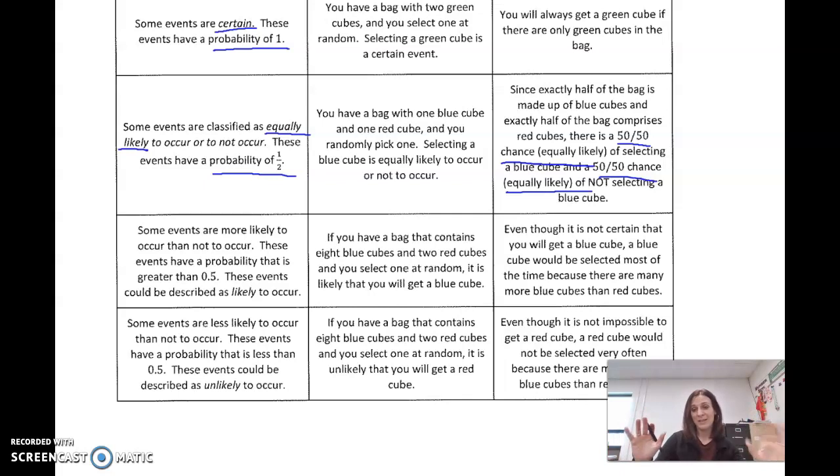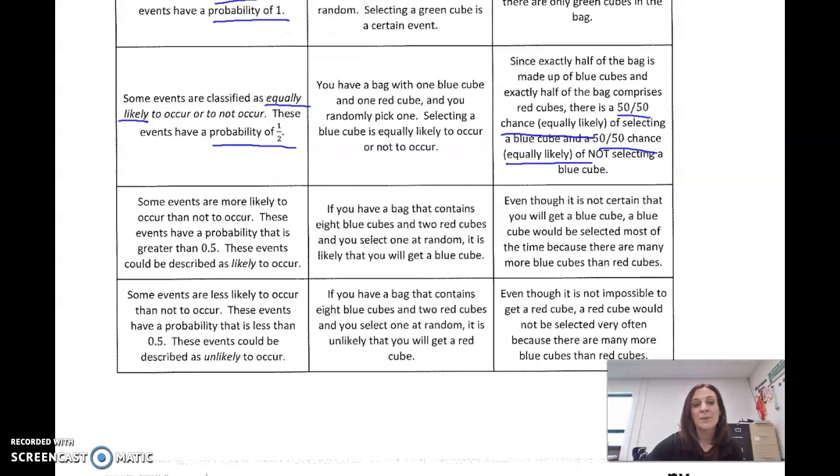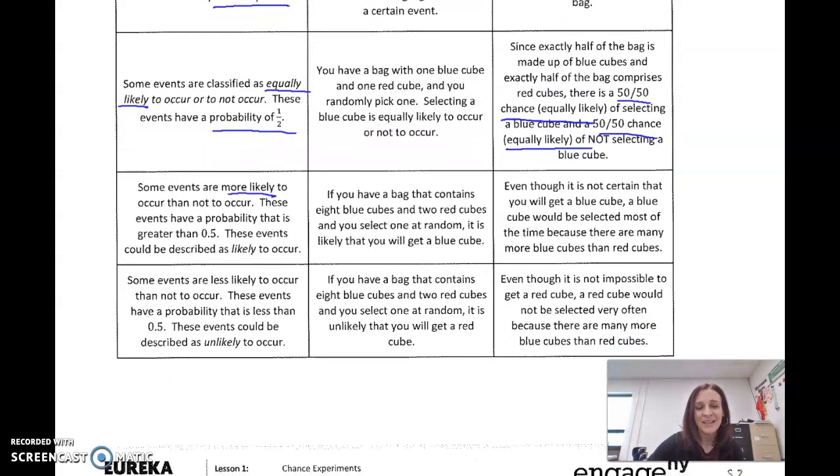And then we have the ranges in between 0 and a half, and a half and 1. Some events are more likely to occur than not to occur. These events have a probability greater than 0.5, and we describe them as likely. Not certain, but likely to happen. So if you have a bag that contains 8 blue and 2 red, and you want to get a blue one out, chances are you're going to. Is it certain though? No, because there are some red ones in there. Even though it's not certain, because there are more blue cubes in there, it's more likely that you're going to get a blue.